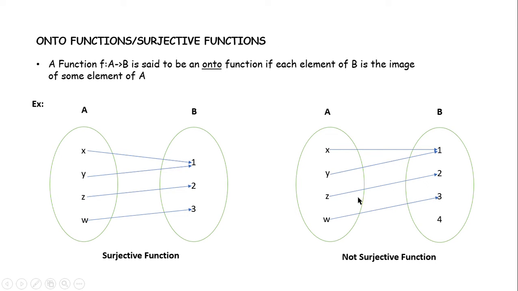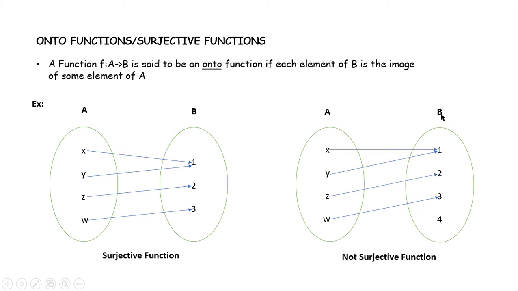Now moving on, we will see an example of a function which is not onto or not surjective. Now here you can see that again in set A we have elements x, y, z and w, and in set B here we have elements 1, 2, 3, 4. Now let's see how the mapping is done here. Now x from set A is assigned the value 1 from set B. Y from set A is also assigned the value 1 from set B. Z from set A is assigned the value 2 from set B. And w from set A is assigned the value 3 from set B.